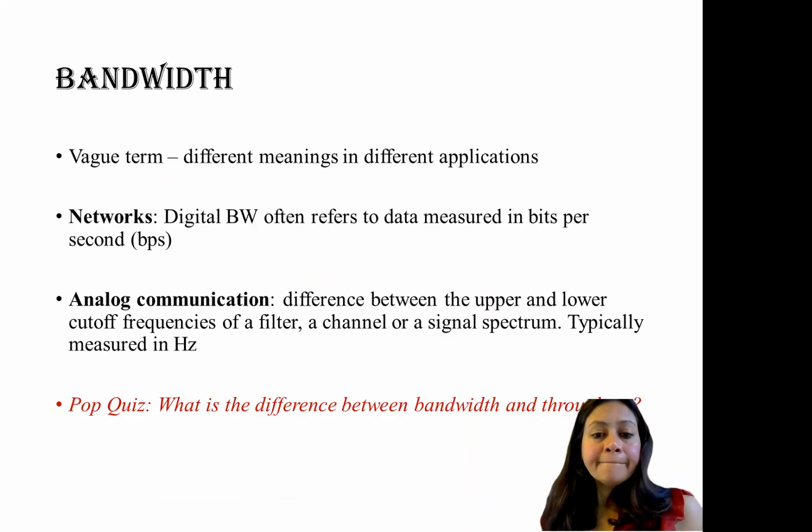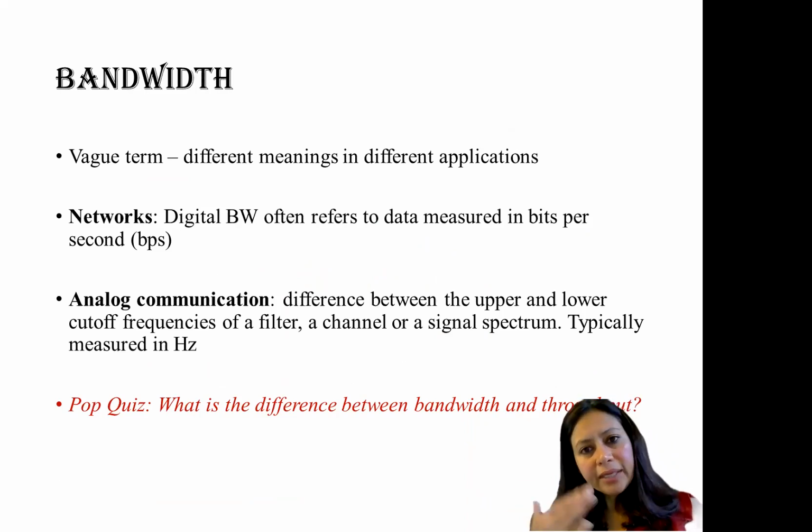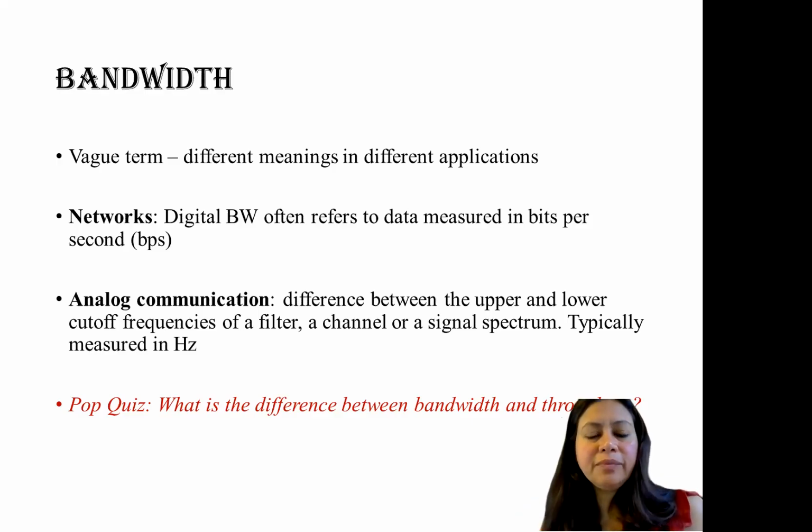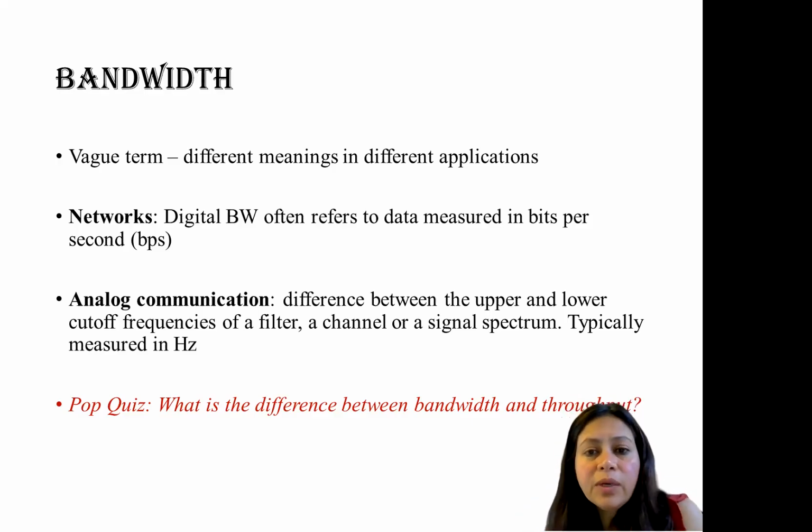I really want you to look this up, either from the textbook or from the internet. So in the network domain, guys, bandwidth often refers to data measured in bits per second. Whenever someone asks you what is throughput, throughput is data by time, amount of data in unit time. That unit time can be second, minute, hour, and data is mostly bits, megabits, kilobits.